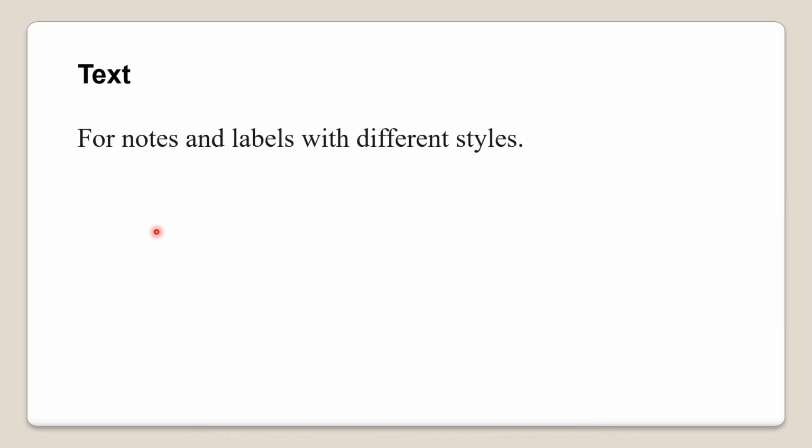The third command is the text. Text is used in AutoCAD for different purposes, like for writing notes, for writing properties of an object, with different styles, with different options available in AutoCAD. So now let's see these three options in AutoCAD.